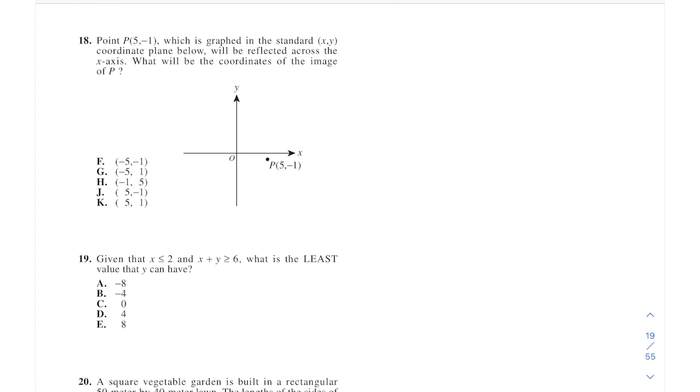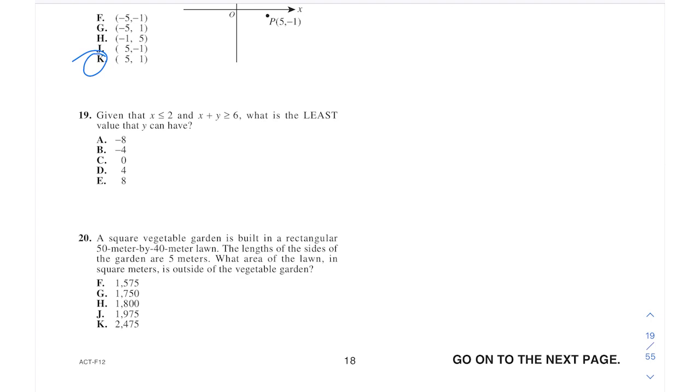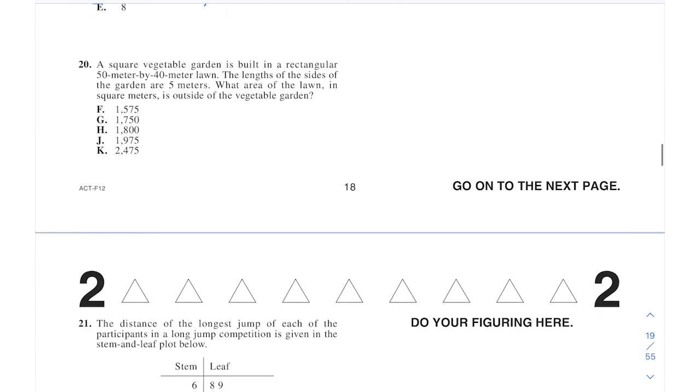Reflected across the x. So that means we're moving it up here. So it'll have the same x value, but then the y will become positive. That's going to be answer choice K. If you plug in a 2 for x, you would get y is greater than or equal to 4. So 4 is actually the least value of y.